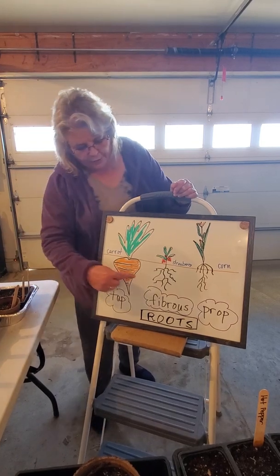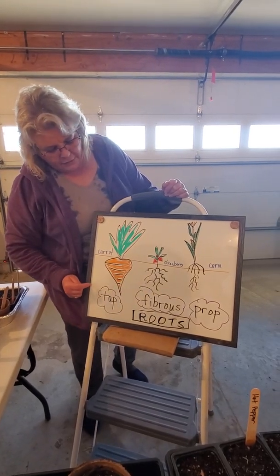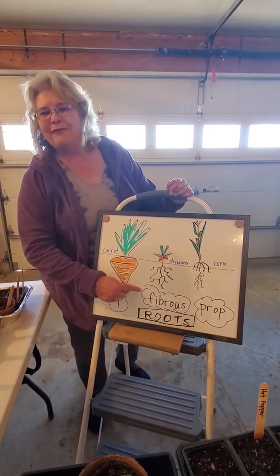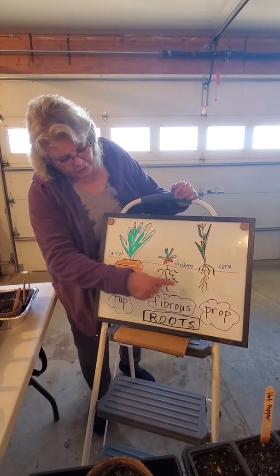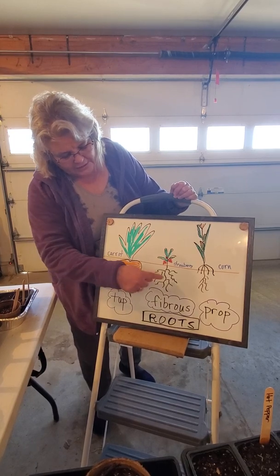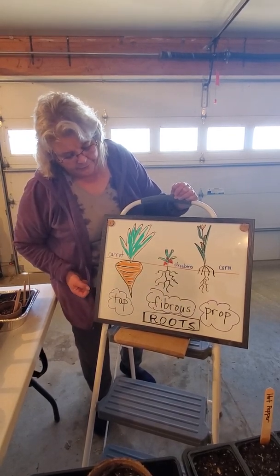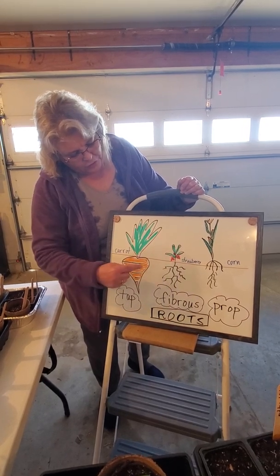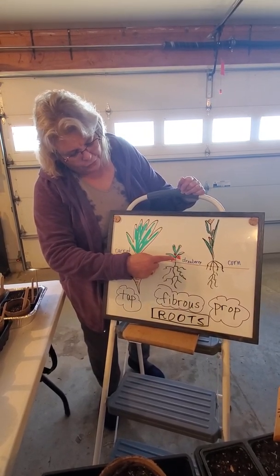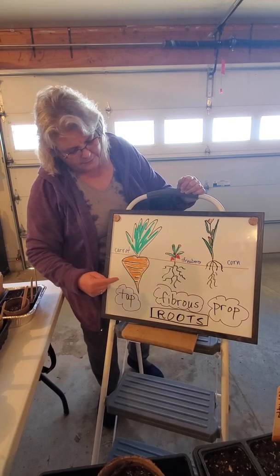If you look over here, the strawberry has what we call a fibrous root. And if you look, it's like little fibers are growing every direction, and it just helps to anchor the plant down. And in this particular plant, this is supposed to be a strawberry plant, the fruit grows above the ground.